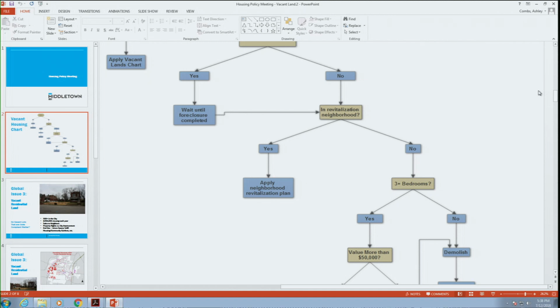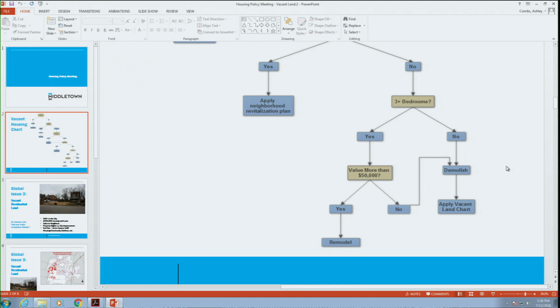Whatever the plan for that neighborhood is, we have vacant houses in that neighborhood. This is the criteria we said we're doing for that neighborhood. Bang, let's do that. No, it's not in a revitalization neighborhood. Is it 3 bedrooms or more? We know we have too many 2-bedroom houses. Again, this is concept. We may or may not apply this. Yes, it's 3 or more bedrooms.